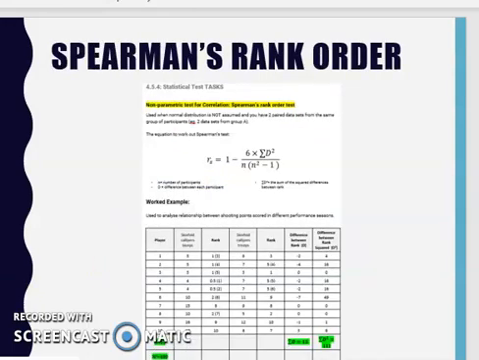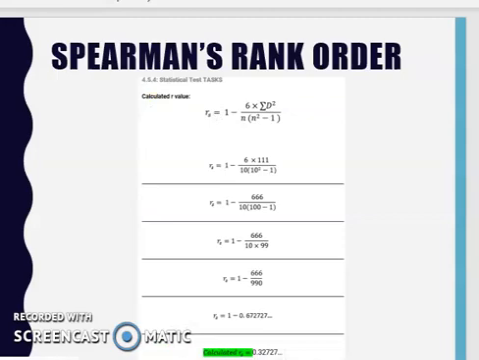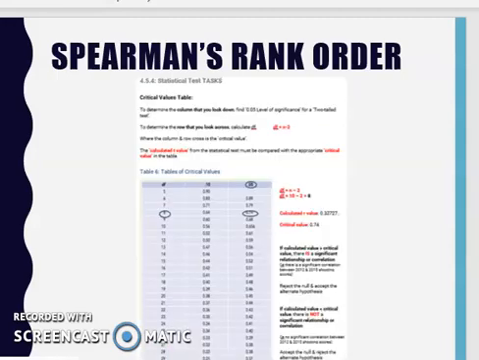Spearman's rank order. This is the equation used. Those are the data sets and what N is and the deviation is worked out. There's a calculated R value, and then you go on to see if it's statistically significant or not, again by the 0.5.